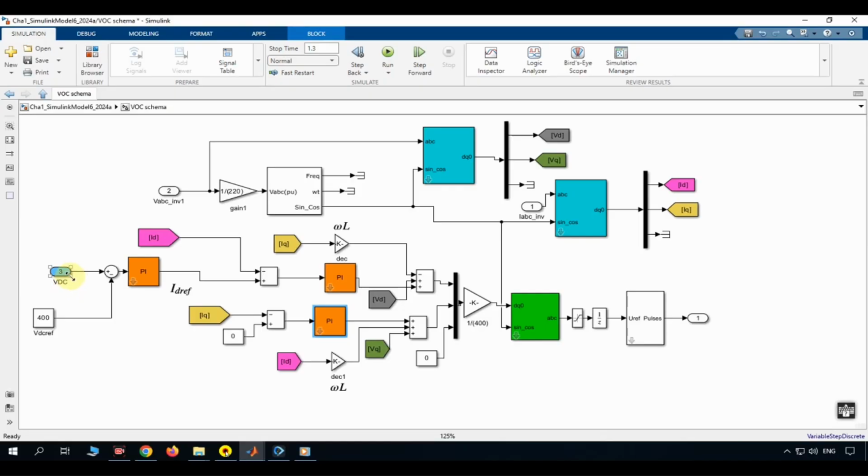The control system begins with the DC voltage regulation loop. The measured DC voltage is compared with a fixed reference value of 400 volts. The difference between them passes through a PI controller. The output of this controller becomes the reference for the direct axis current, labeled ID reference. This is the core idea behind voltage-oriented control. By regulating the DC bus voltage, the controller indirectly determines how much active power the inverter should exchange with the grid.